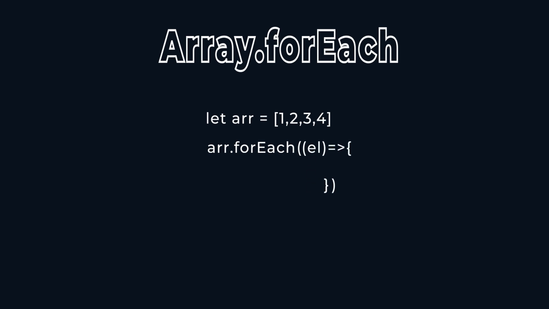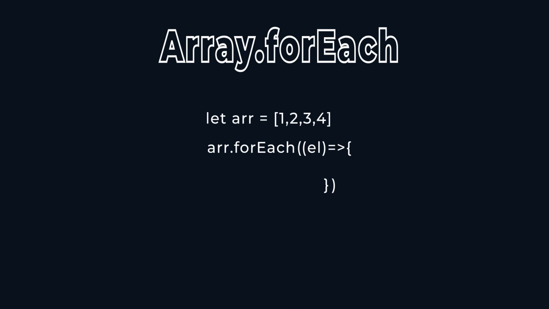Today we're going to talk about array.forEach function, which is a powerful tool for iterating through arrays in JavaScript. Let's start by understanding the basic syntax of array.forEach. The syntax is quite simple. You call the forEach method on an array and pass a callback function as an argument. This callback function will be executed for each element in the array.